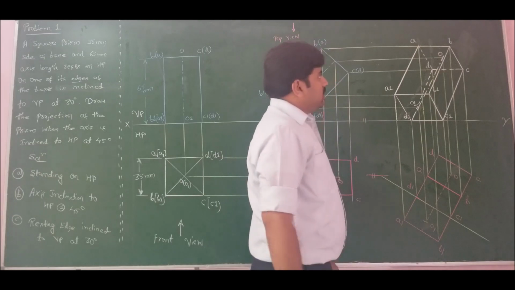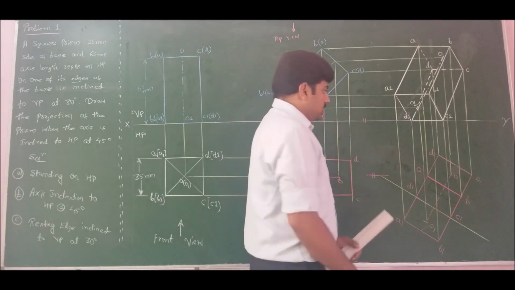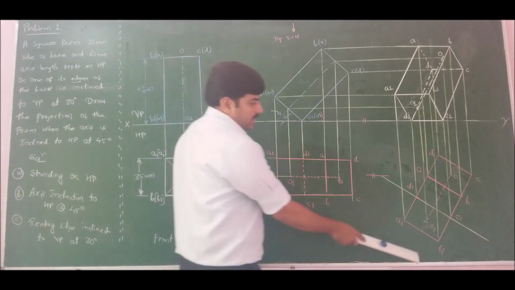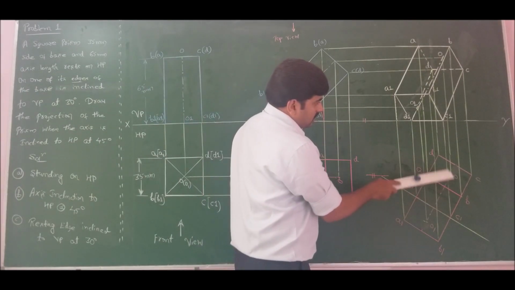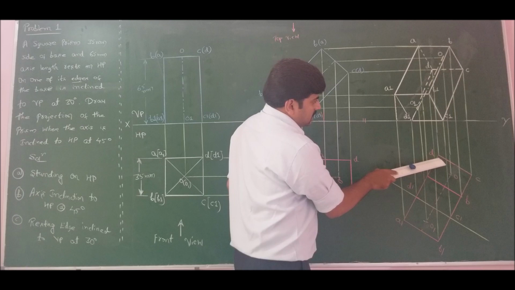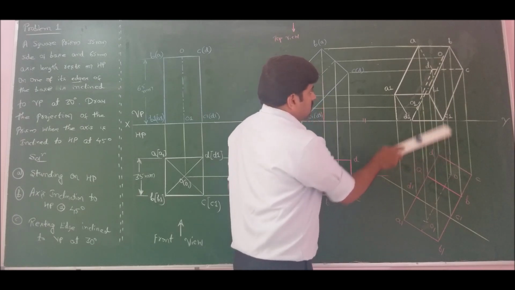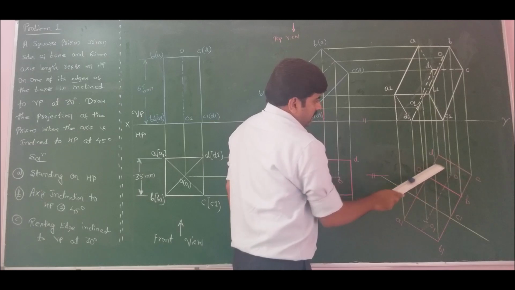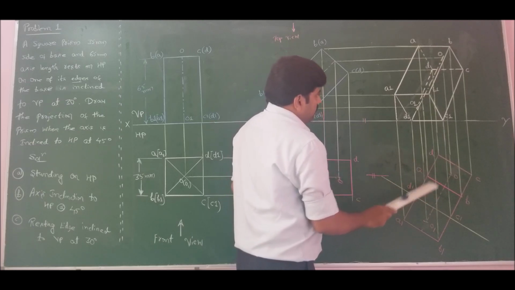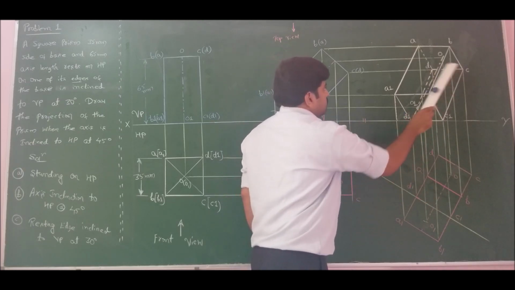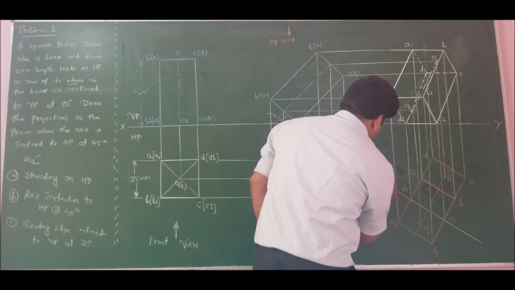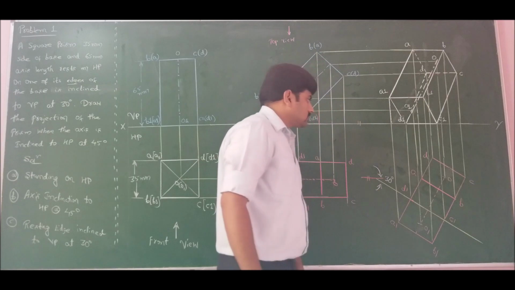So once again I repeat how I have marked the invisible edge. In the front view the observer will be here. The farthest corner is D. So all the edges emerging from D are invisible. Therefore the edges emerging from D are D to C, D to A and D to D1. So D to D1, D to C and D to A are invisible. This angle is 30 degrees.